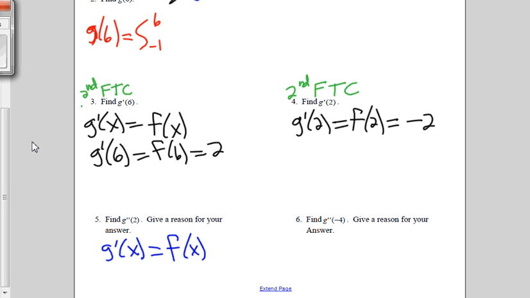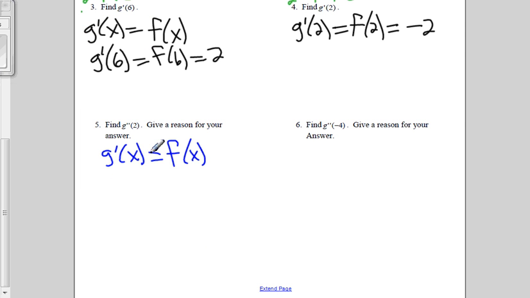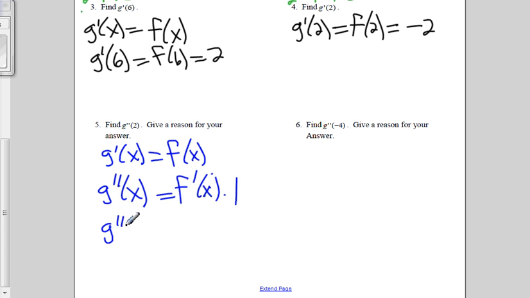Alright, let's look at the last two. We're going to start with the information that we had from the previous problems, that the first derivative of g was equal to f of x. So when they want to know what the second derivative is, the second derivative is just equal to f prime of x times 1 if I use the chain rule, because I take the derivative of the outside, leave the inside the same, times the derivative. And so when they want to know what the second derivative is at 2, we're finding what the first derivative of f of x is at 2.